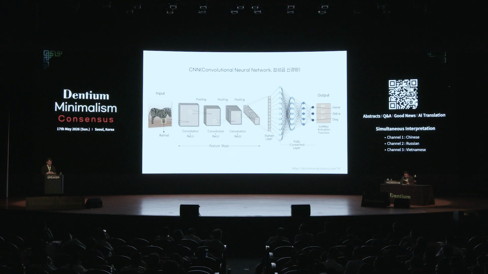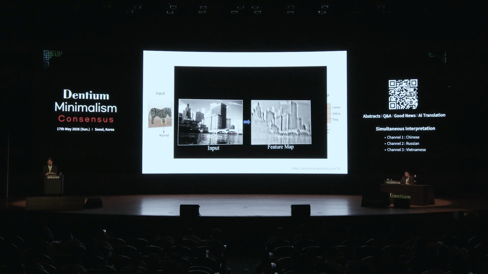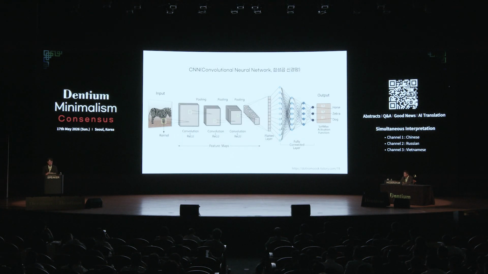The model looks at the image using a small filter. This filter helps the model find the important features and make the feature map. After creating the feature map, we apply the filter again. Then we get a new feature map. As this process repeats, the layers become deeper and the model learns more complex patterns. Over time, the model combines these features and learns what makes a zebra look like a zebra.